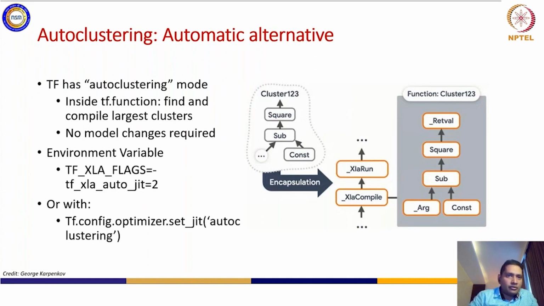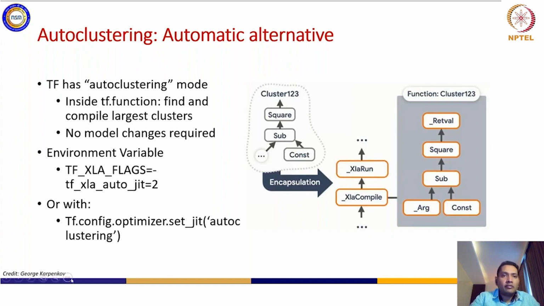If you are not so sure, there is flexibility as well. That is called auto clustering. If you set the environment variable TF_XLA_FLAGS equal to --tf_xla_auto_jit=2, which essentially enables auto clustering inside your environment, you do not need to identify the kernels or operations to be fused and wrap them with the XLA compilation.